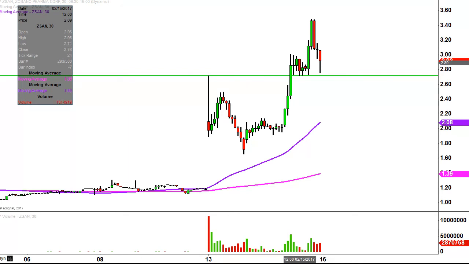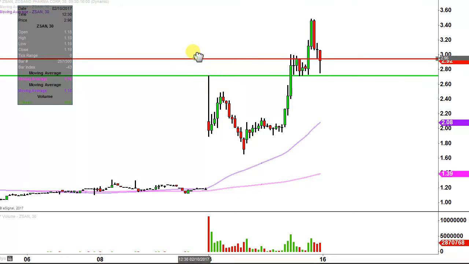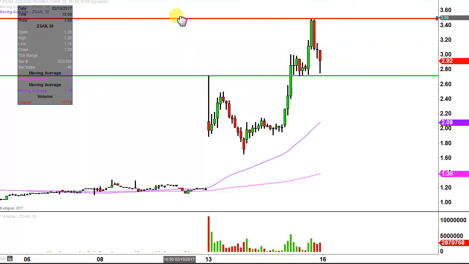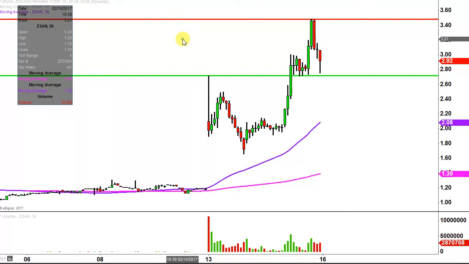Now, what about areas of resistance? Pretty straightforward here. The party finally stopped today right up there at the $3.50 level. So $3.50, public enemy number one going into tomorrow.